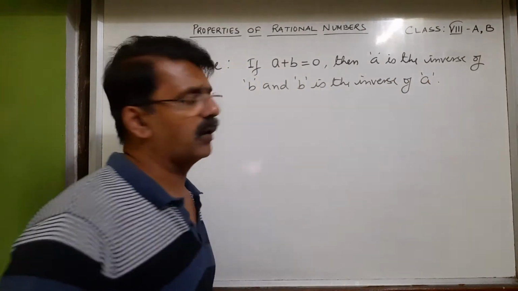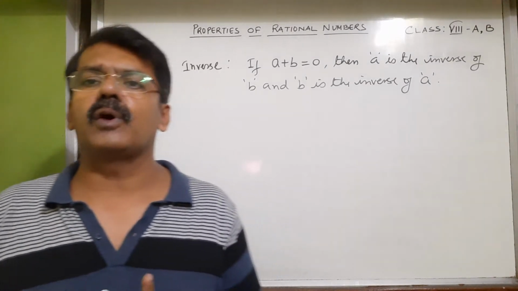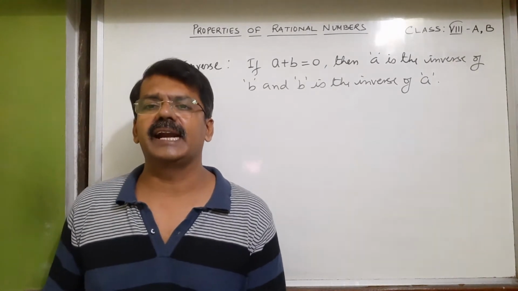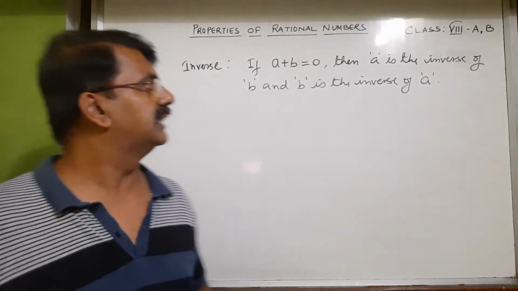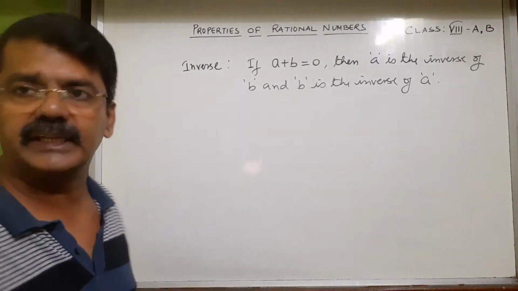Okay. For addition 0 is the identity element, so if two quantities are added and you get the identity element, that is 0, then those two numbers, they are inverse of each other.